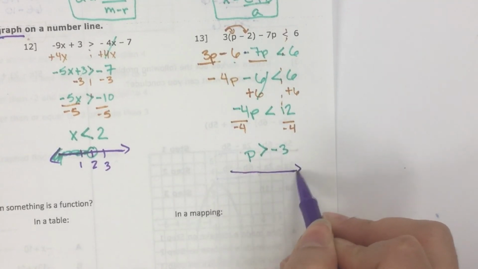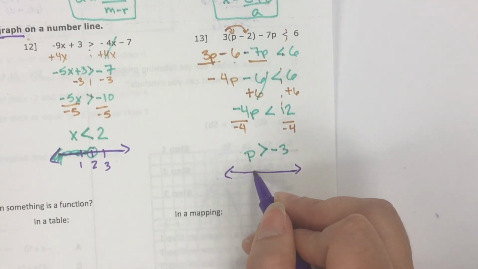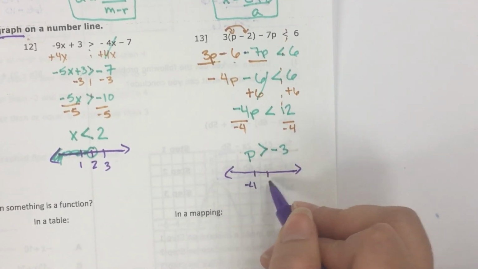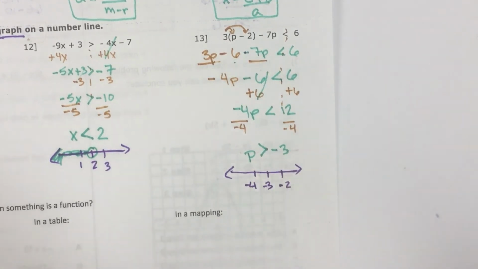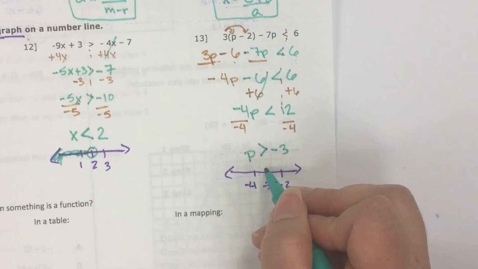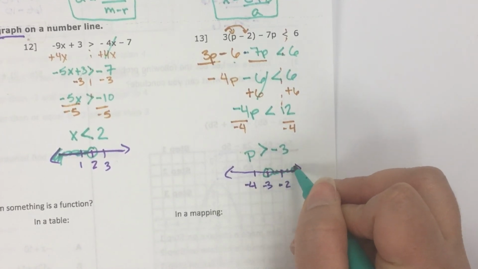Graphing on a number line. Here is my negative 4, negative 3, negative 2. At the negative 3, we have an open circle, and this time we're shading over to the right.